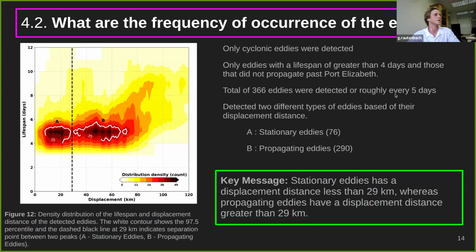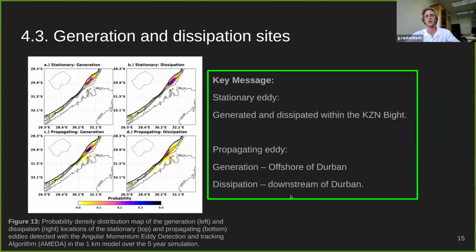So now that we have our 2 different groups of eddies, we plotted the probability density of the stationary and propagating eddies to determine where they are generated and where they dissipate. The stationary eddies are on the figure at the top, and at the bottom you've got the propagating eddies. On the left, you've got the generation sites, and on the right, the dissipation sites. To summarize, the stationary eddy distribution is relatively cloudy and spread throughout the KwaZulu-Natal Bight for both generation and dissipation, whereas the propagating eddy has a more concentrated distribution, offshore of Durban for its generation and downstream of Durban for its dissipation.